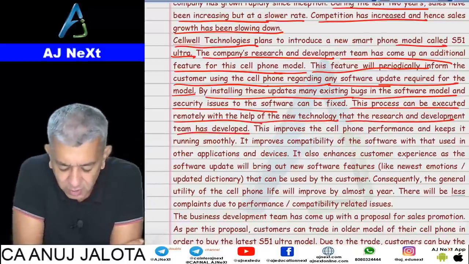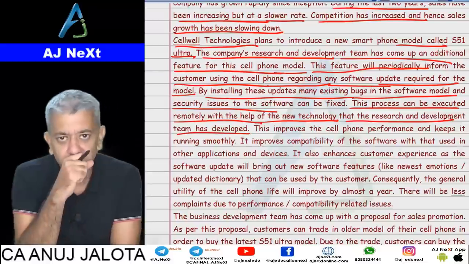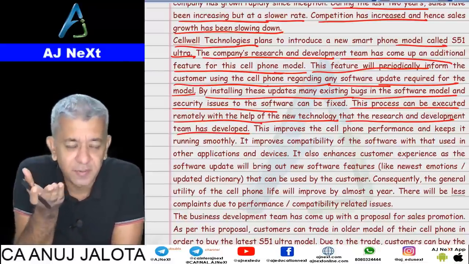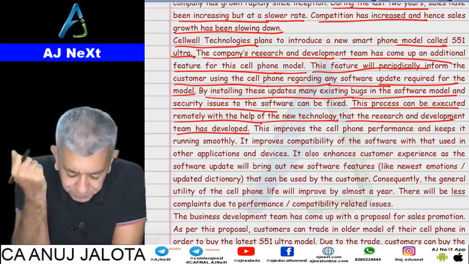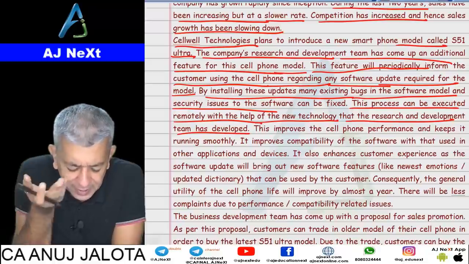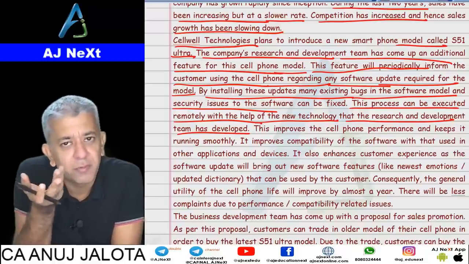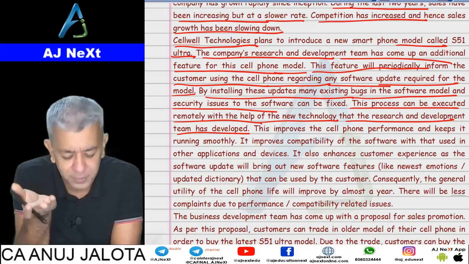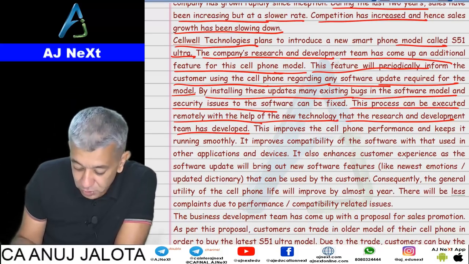So therefore, the updation can happen without the intervention of the user also. And the backend team will be able to update it from a remote place. I think that is what happens in today's world. I don't know this question is actually of what era.